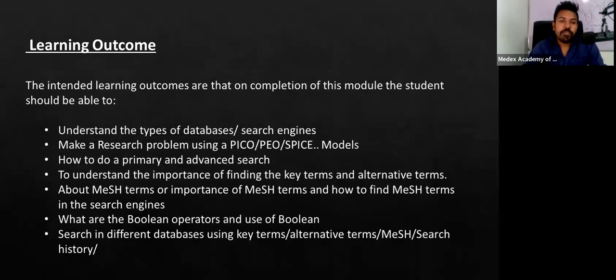Okay. Then to understand the importance of finding the key terms and alternative terms. So we will discuss that. Then MeSH terms, or the importance of having MeSH terms.